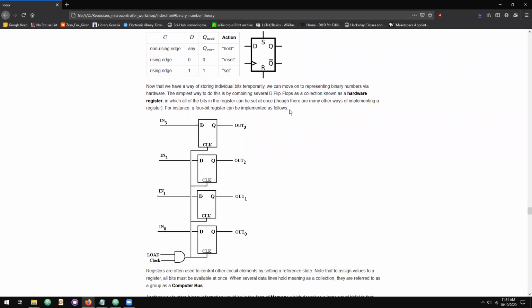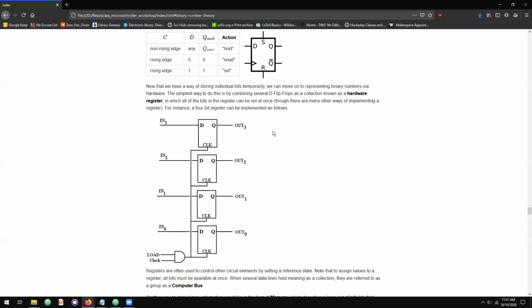So what happens when we put them together? If this stores one bit, then a sequence of them can consecutively store multiple bits. And if they all reference the same clock, that means we are either setting or resetting them at the same time. So using a D flip-flop, we can produce something that's known as a hardware register.